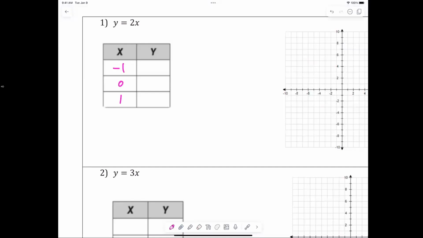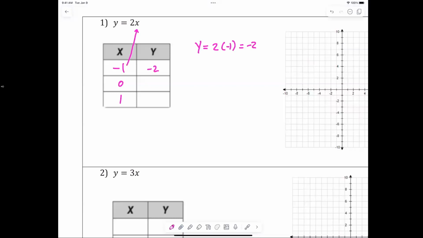If X equals -1, can someone please tell me what the Y value would be? What would the Y value be if X is -1? Exactly. How did you know that? Because look, I'm putting -1 in for X. So Y equals 2 times -1. What's 2 times -1? -2. So I'm throwing in a -2 right here.